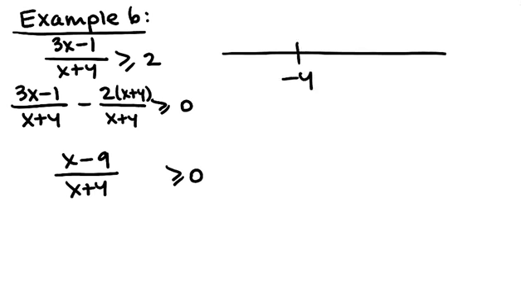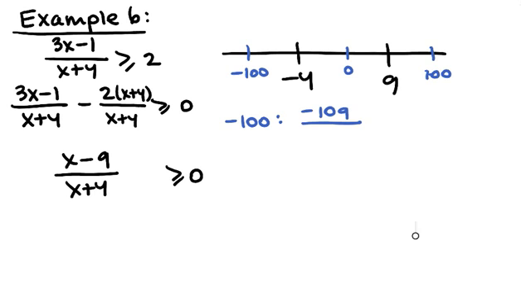We've got -4 and +9. Okay, so the values I'm going to choose will be, say, 0, 100, and maybe -100, just for ease. Okay, and so I'll start with -100. I'll plug it in. -100 minus 9 is -109. Divide by -100 plus 4 is -96. I've got negative divided by negative. That's becoming positive.